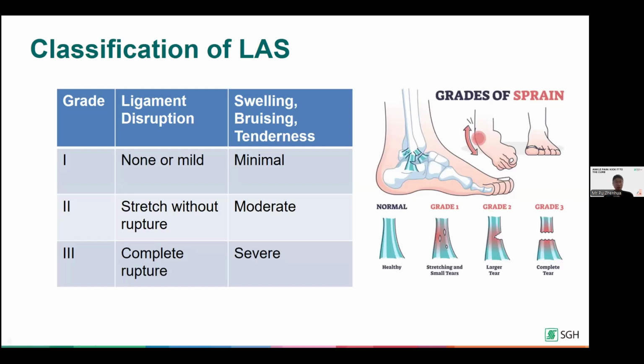Just now Dr. Do mentioned in his pictures that there is some swelling, in the diagram from his previous slide. Whereas the last one is grade 3, a complete rupture, and it can be quite serious. So you can see in the picture that Dr. Do mentioned, you have bruising around the outer part of the ankle and it is very puffy and swollen with redness, and you have a lot of difficulty putting weight on it and walking.